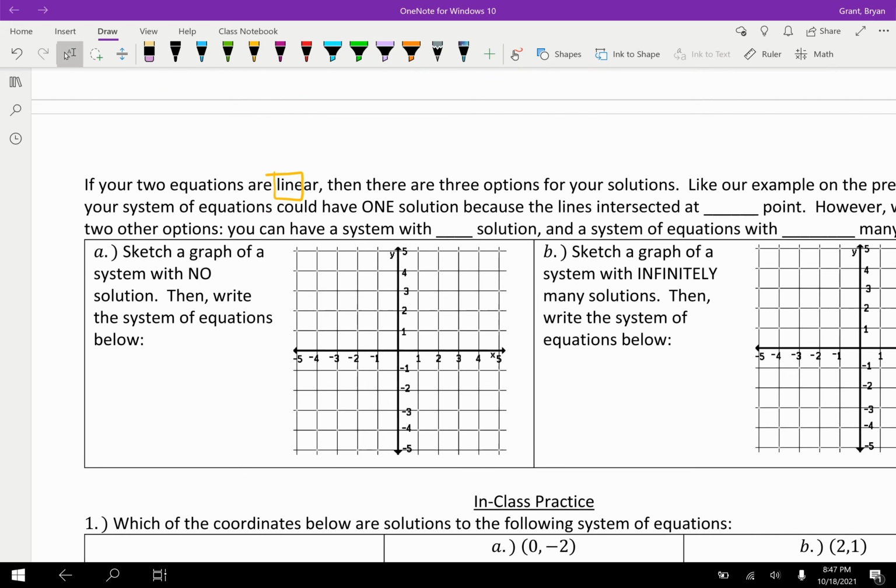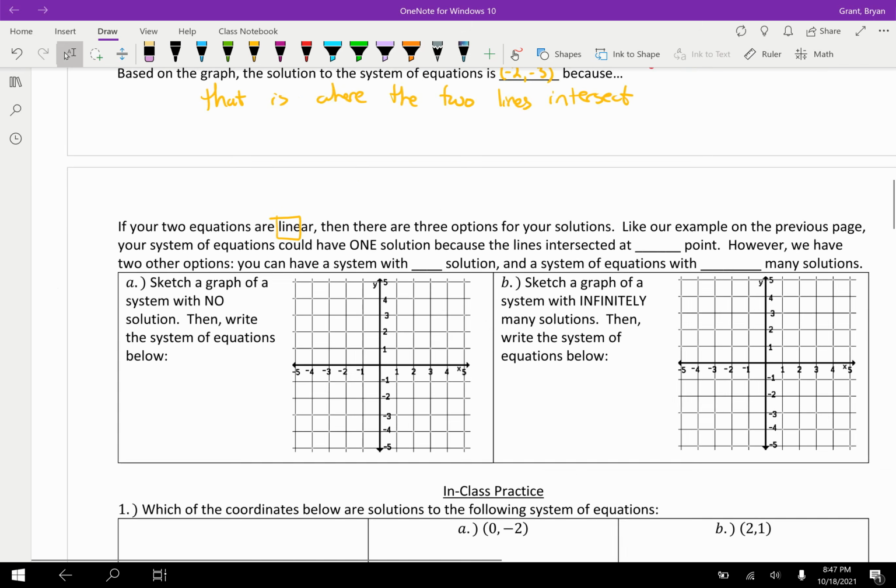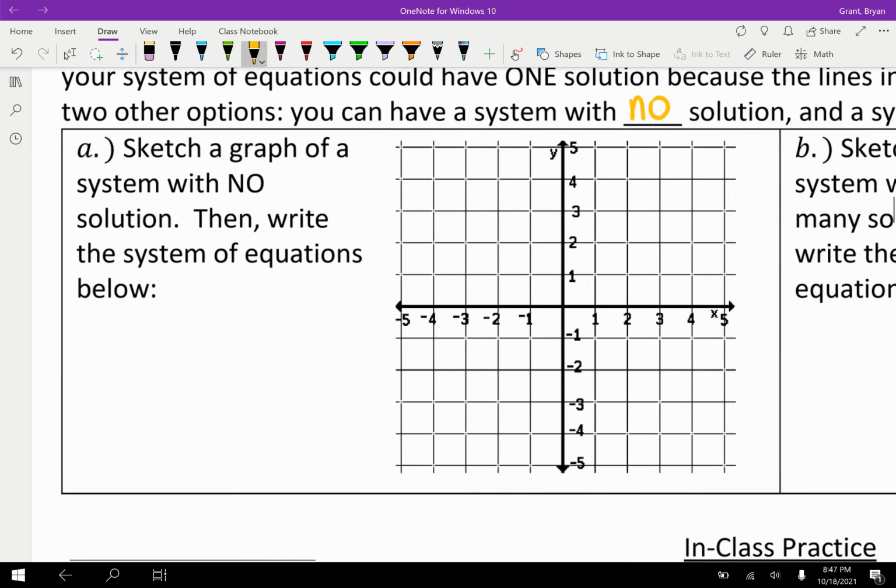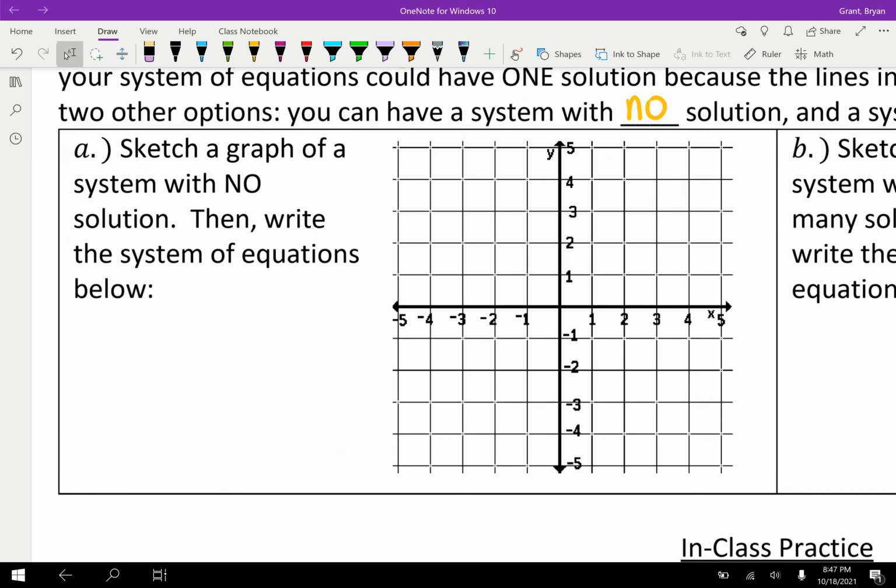Well, then there are three options for your solutions. Like our example on the previous page, your system of equations could have one solution because the lines intersected at one point. However, we have two other options. You could have a system with no solution, or you could have a system with infinitely many solutions. In fact, I bet you guys are clever enough to figure out what those graphs will look like. So on part A, go ahead and sketch a graph of a system of linear equations with no solution. And then go ahead and write your two equations down below.